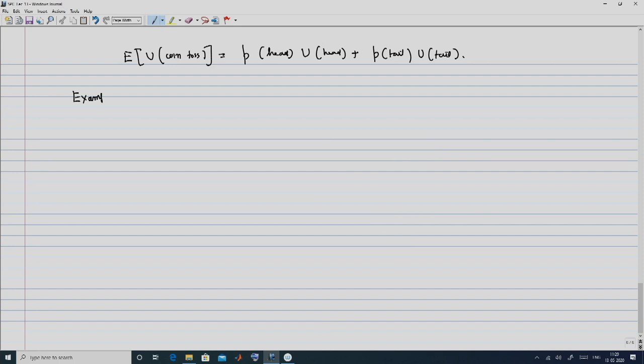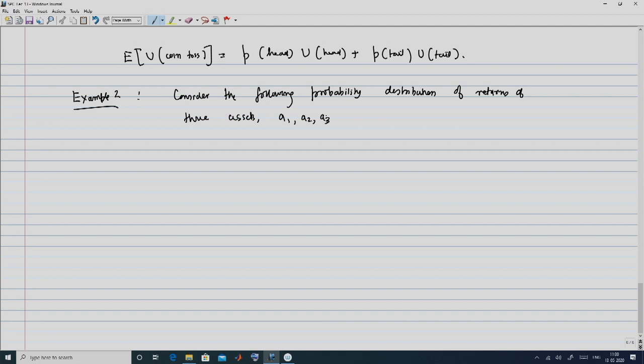Let us look at example 2, which is going to be a little more elaborate example with more numbers that show up, so that you can actually start looking at the concept of utils in practice. So, in this example 2, we consider the following probability distribution of returns of 3 assets, and I will identify these assets as A1, A2 and A3. So, now we tabulate the probability distribution.